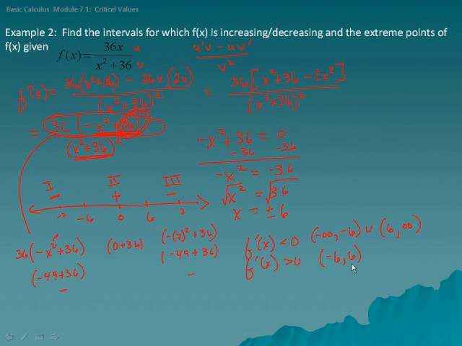If the derivative is less than 0 and then it changes and starts becoming positive, then we have a relative minimum point at negative 6. Since it's positive and then becomes negative in region 3, we have a relative maximum point at 6.